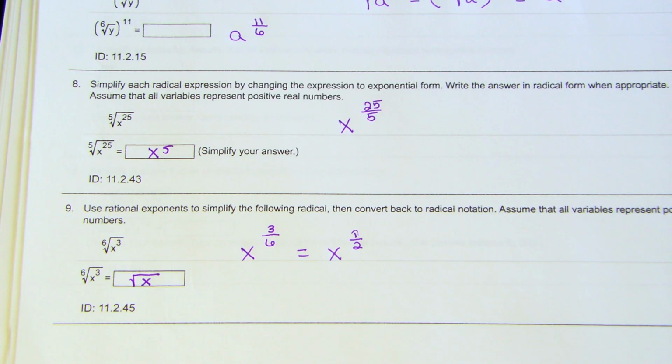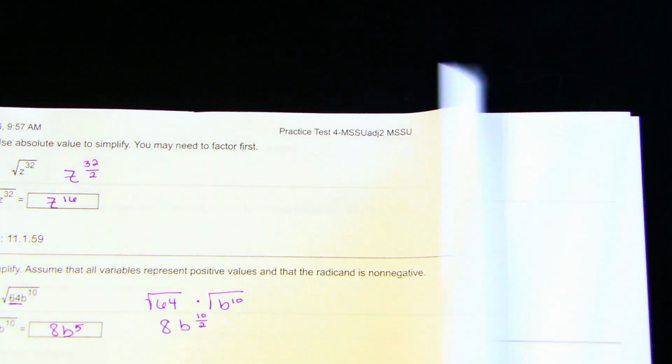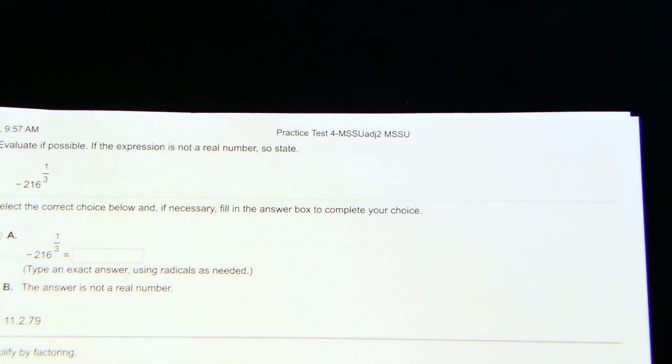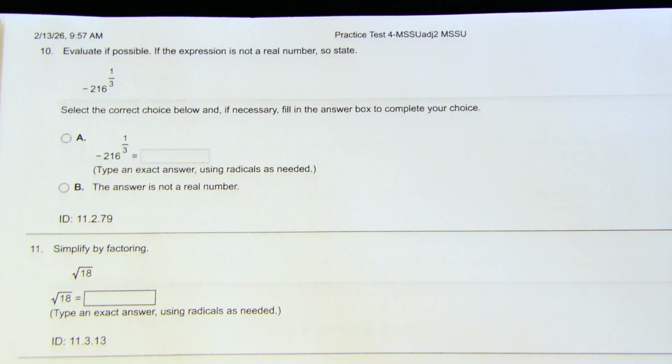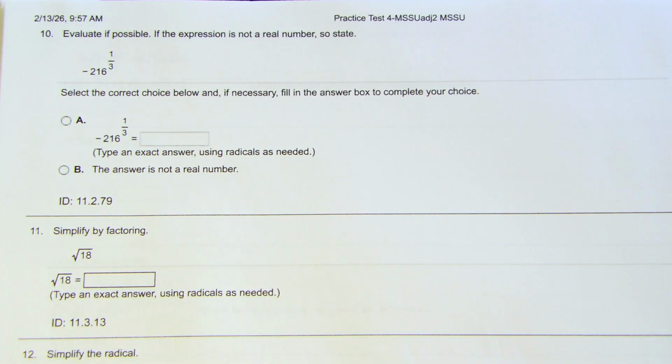All right, flip over. Go on to number 10. It says evaluate, if possible. If the expression is not a real number, state so. All right.